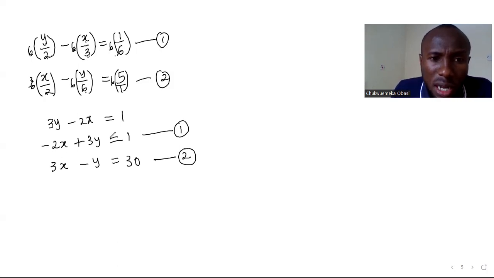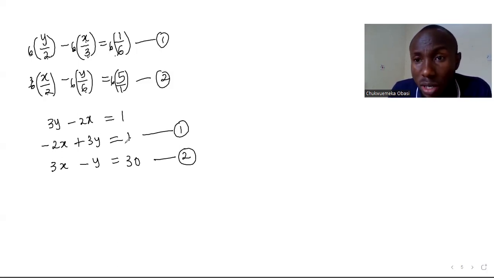Now, we are now having a very interesting form of simultaneous equation, not the fraction form now. So this one is a lot easier to work with than the fraction. So when you're given the fraction, you want to quickly clear up the fractions, and it gets so easy to work with.